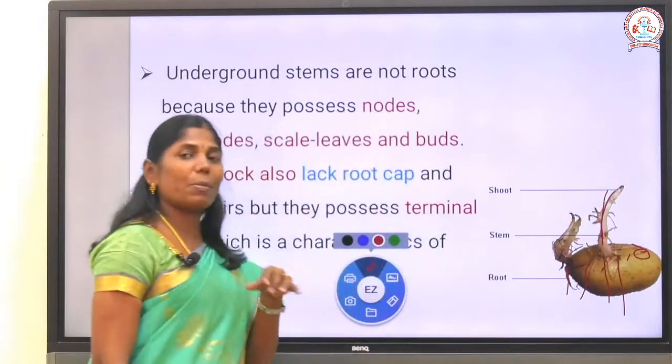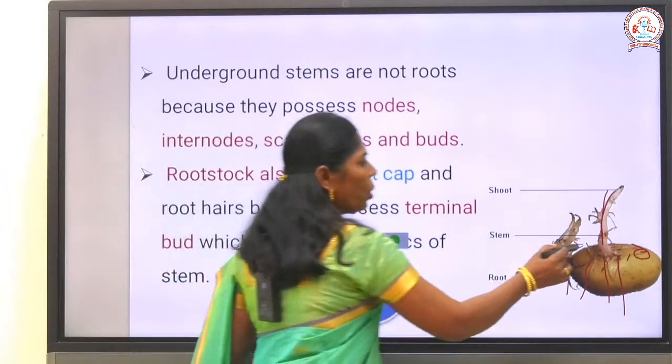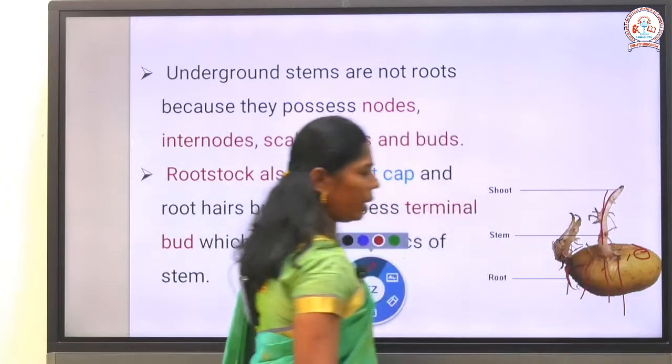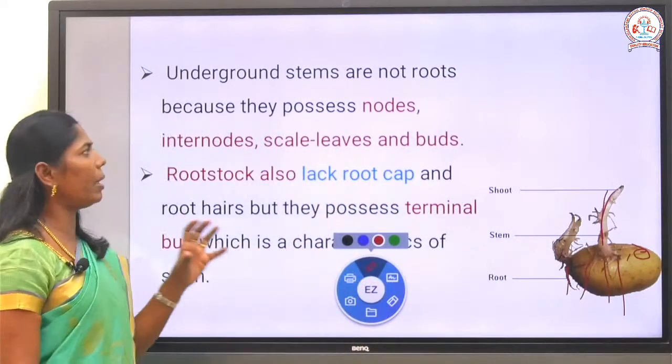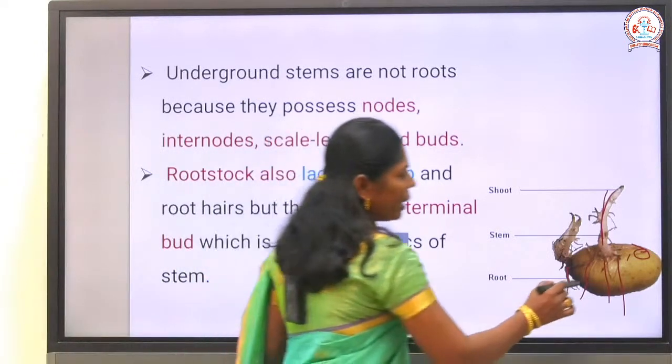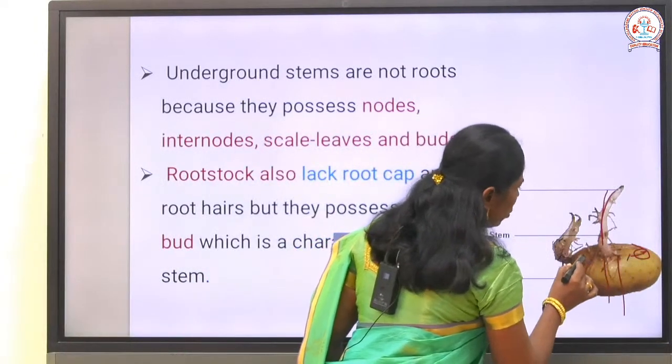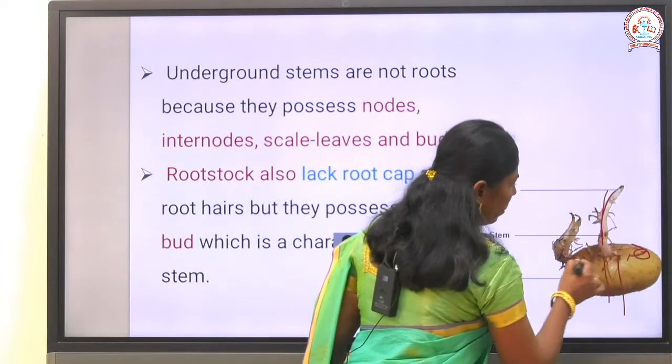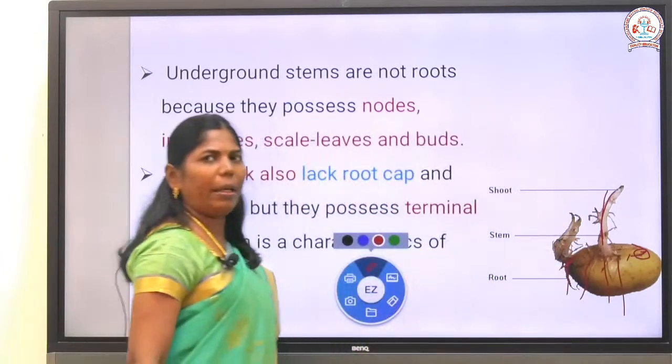Actually, the stem is modified to store the food materials. Roots are very, very few; sometimes we cannot identify the roots there. So what are the internodes? Wherever we can see the eye spot, that is a node, and between the two nodes is the internode region.